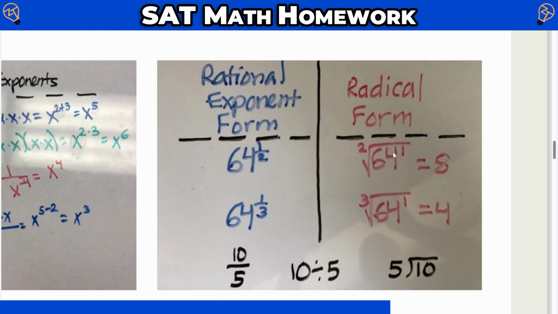So 64 to the 1/2. And keep in mind that if there isn't an exponent, it's assumed to be a 1. If there isn't a root, it's assumed to be a 2. And same thing here, 64 to the 1/3, but we write it here 64 to the 1/3, top to bottom. So right to left, top to bottom.